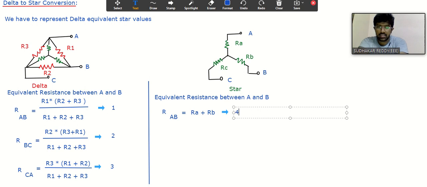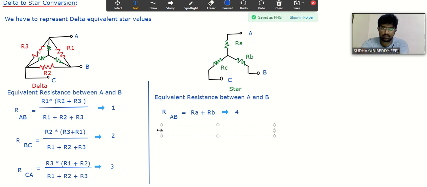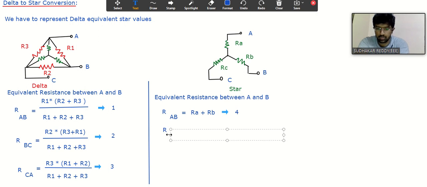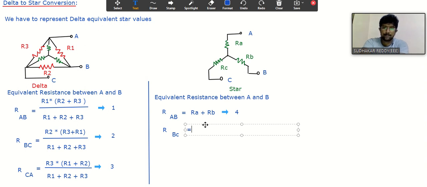Similarly, we will write the equivalent resistance between B and C. Very simple, right, when it comes to star. So again RBC equals RB plus RC. And consider this equation as number 5.